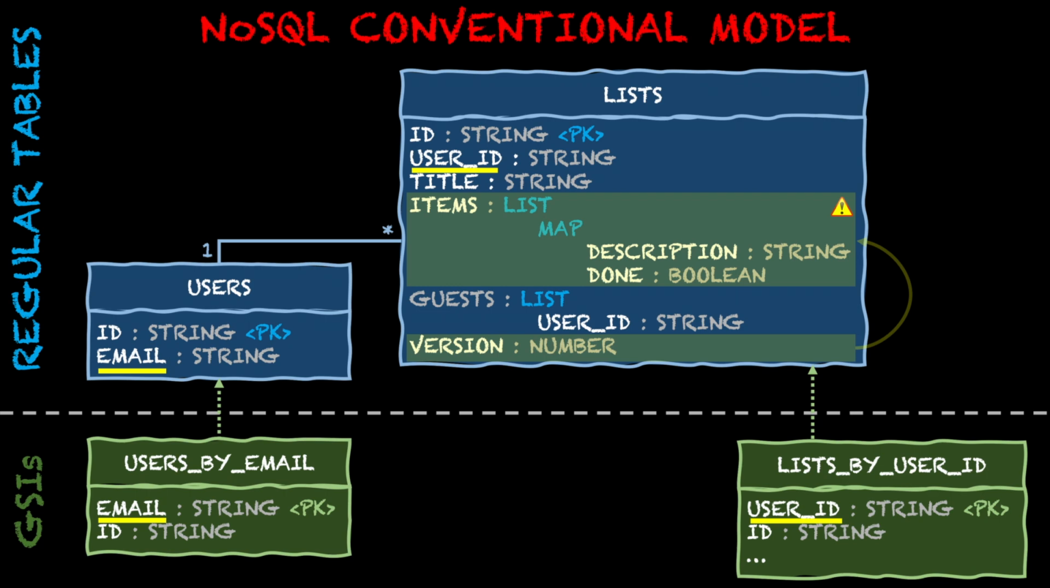Last, we also have the problem that searching for the lists in which a guest is a member requires a full table scan. It is not possible to use a global secondary index because the partition key has to be a primitive type and cannot be mapped from elements of a list.